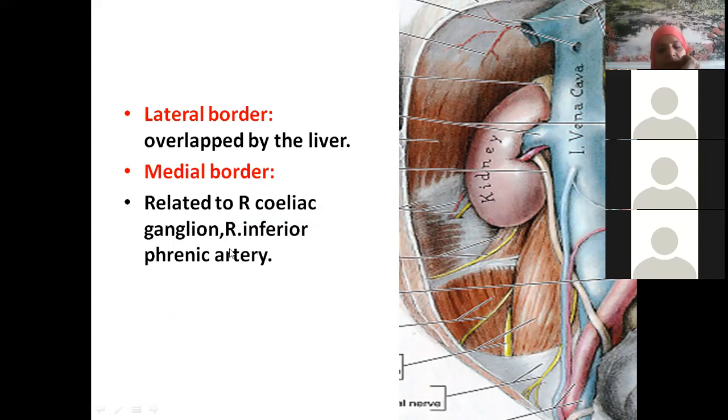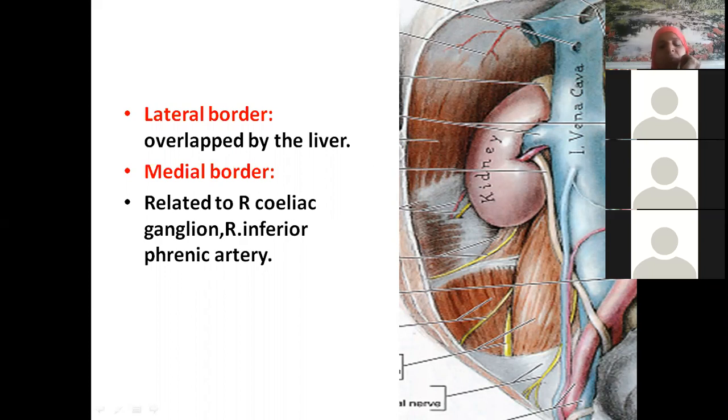Hemalata? Hansraj? Ma'am, right inferior phrenic artery is a branch of which artery? Okay. Ritika, Imad?